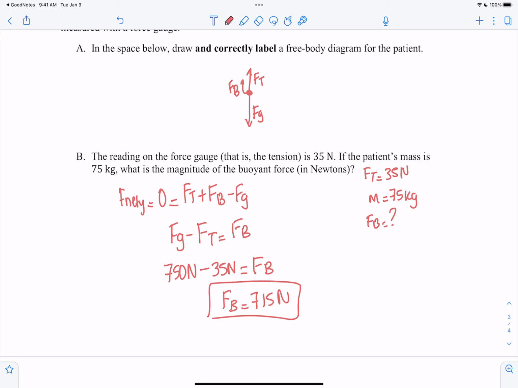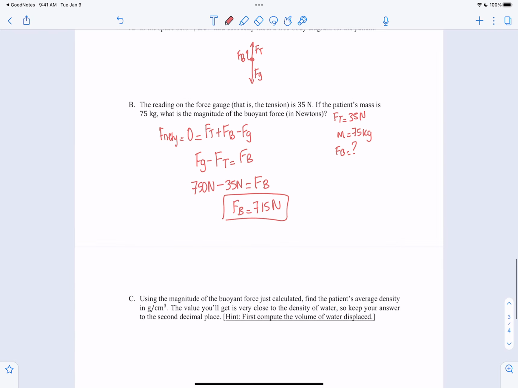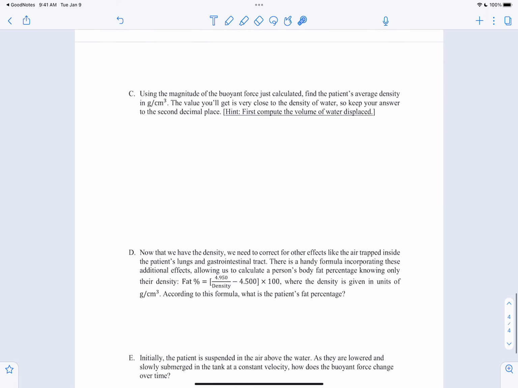Sound good? Cool. If everyone's good with part B, we can move on to part C.